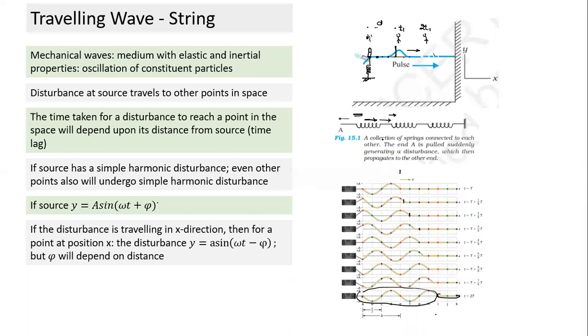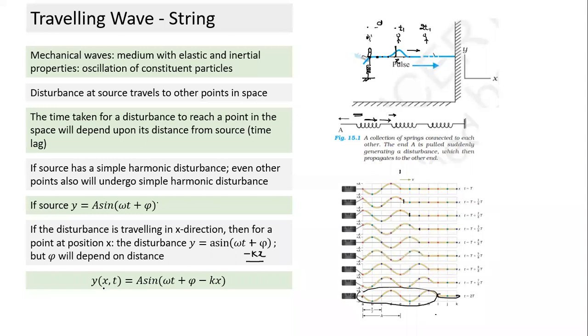For a point at a distance x, the greater the x is, the greater is the lag, and the lag also will depend on, minus kx. So the greater the distance, the greater is the time delay or phase lag. It will lag. Basically the phase lag is proportional to the distance from the source. So what is the equation? This will be the equation.